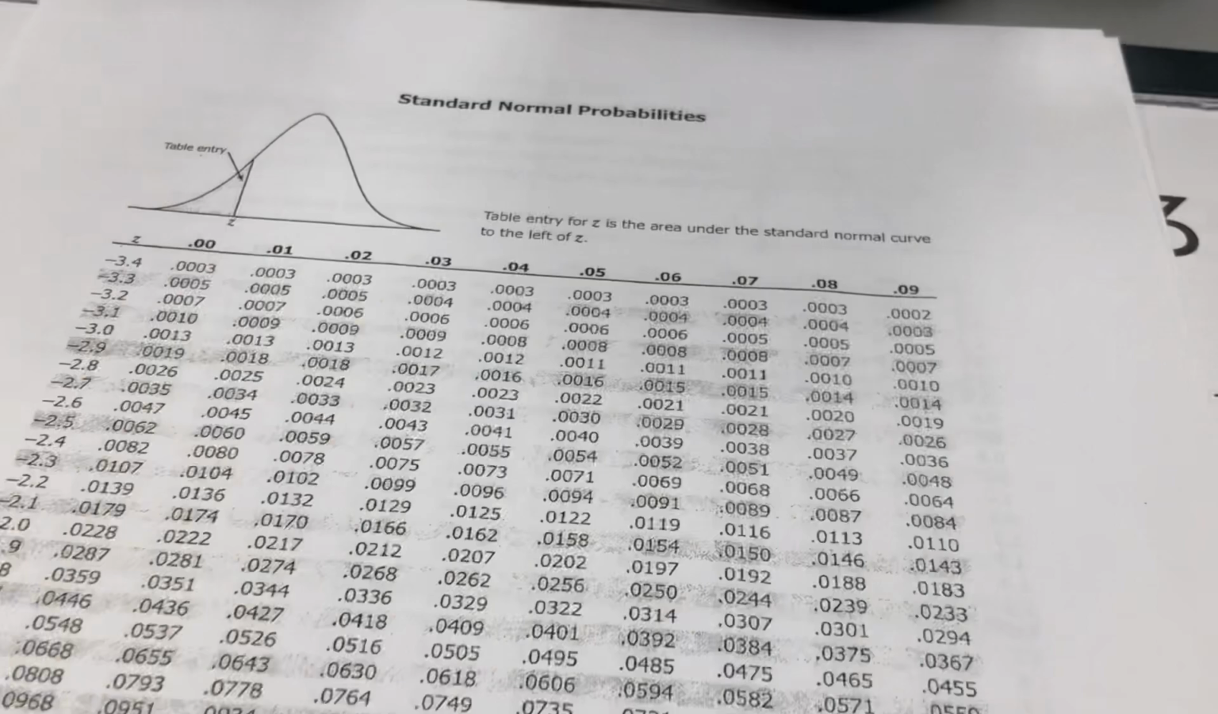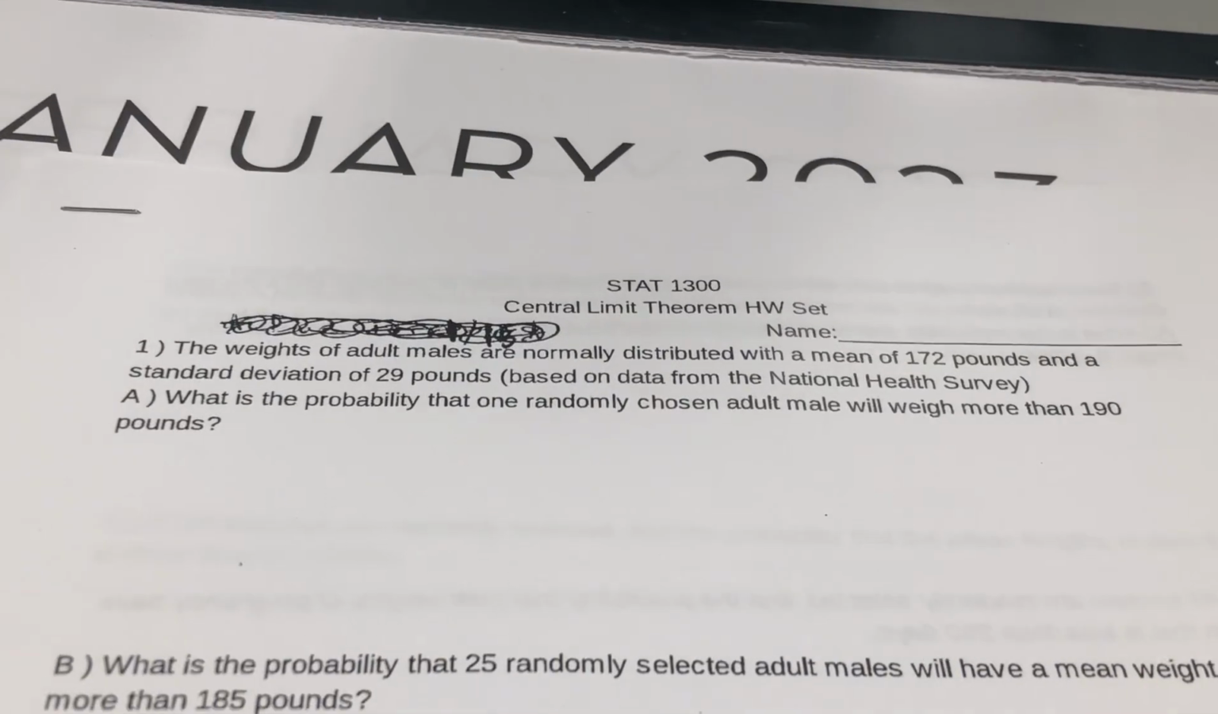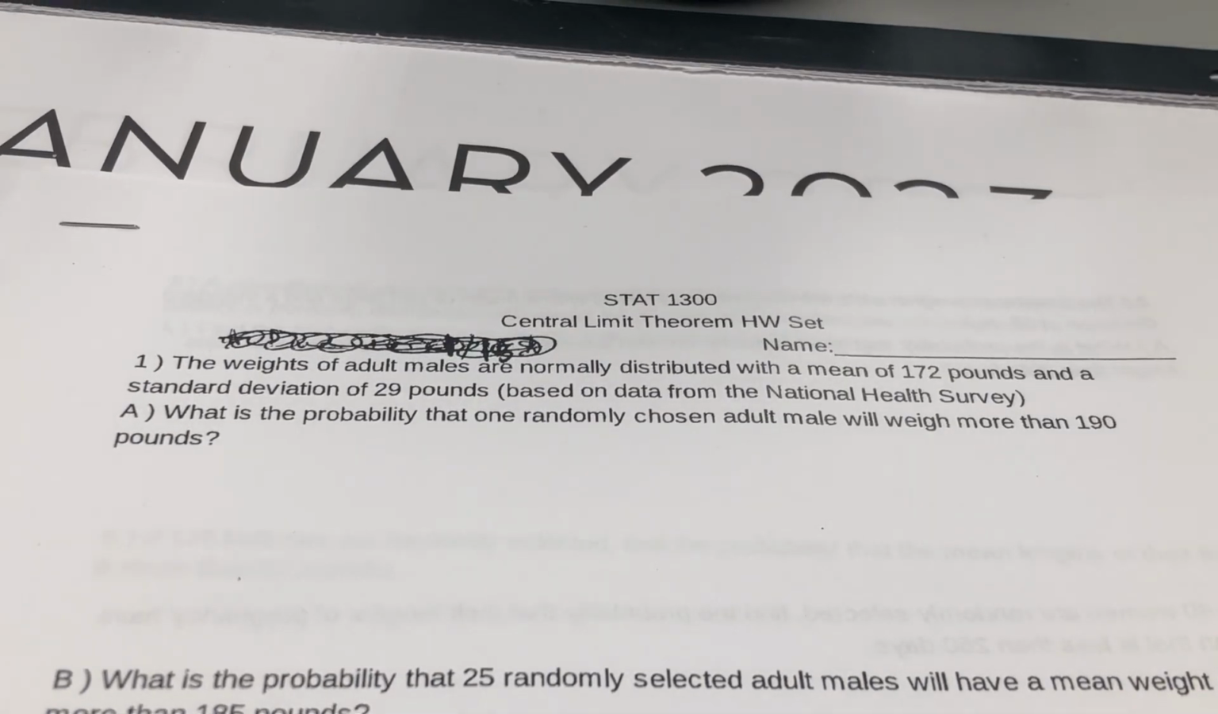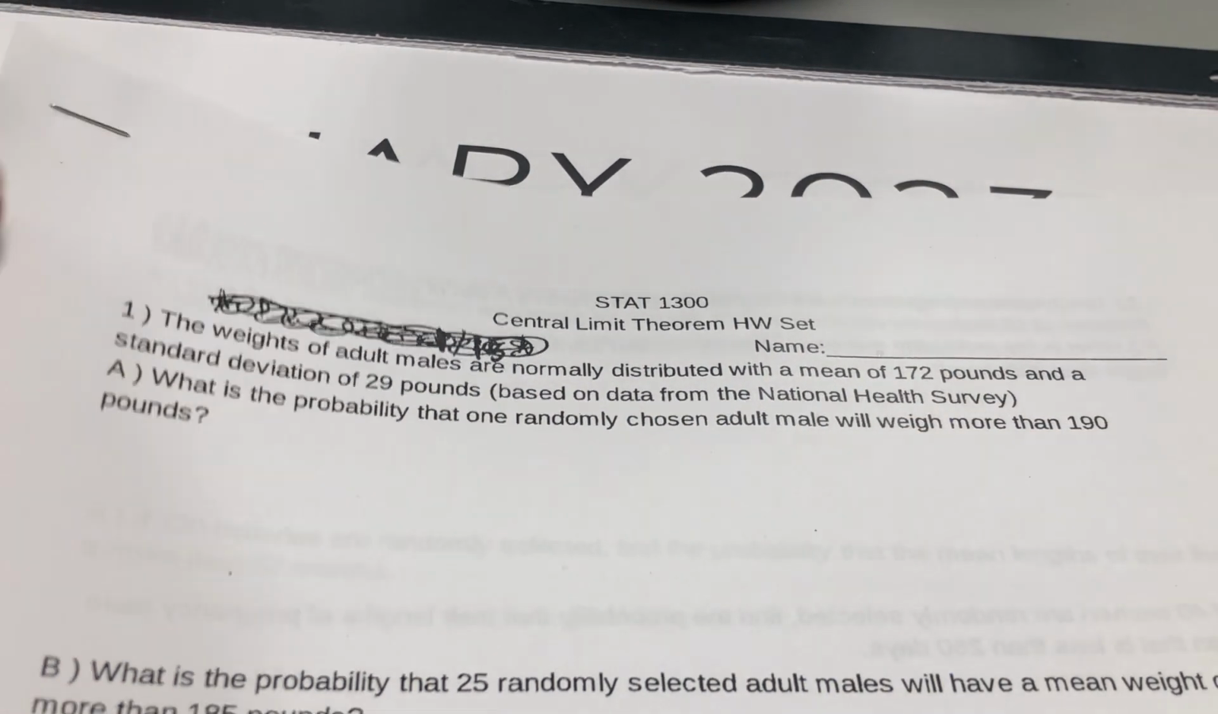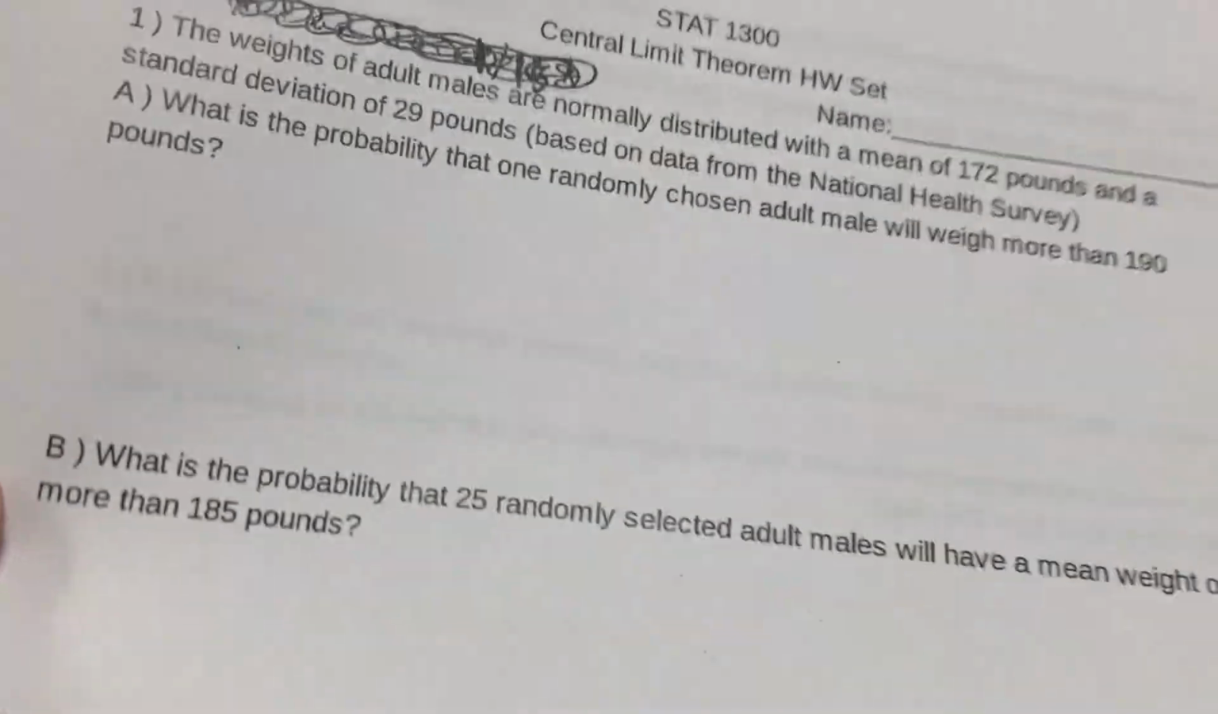Great notes we had. Let's talk about your homework set. I think you can do it all right now. I think you should at least get a rough draft in. So the weights of adult males are normally distributed with a mean of 172 pounds and a standard deviation of 29. So X is the weight of an adult male. What's the probability that one randomly chosen adult male has X greater than or equal to 190?